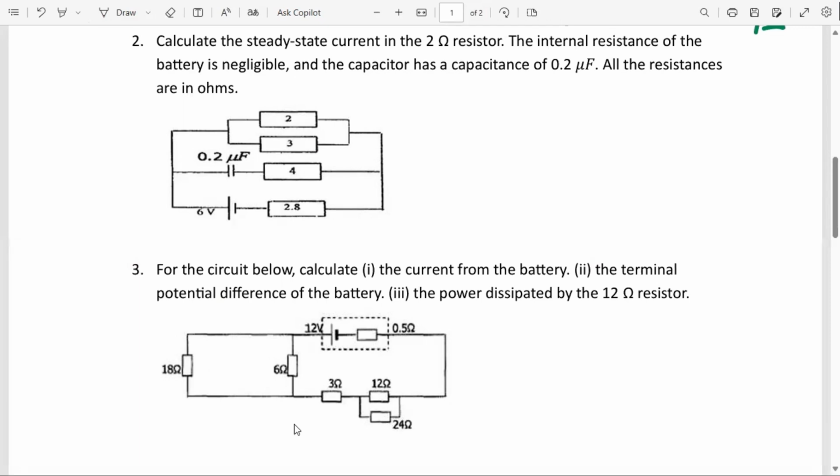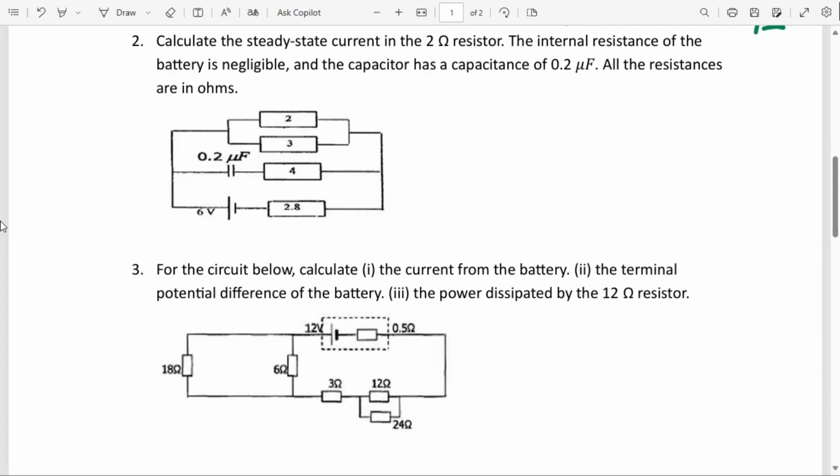Another question which is also direct to the point. So they have specified that this is a steady state current in a 2 ohms resistor. There are some things that we have to take into consideration when we are dealing with DC circuits that contain capacitors.